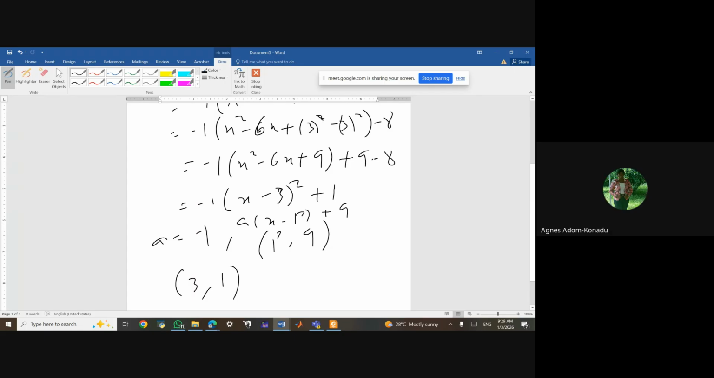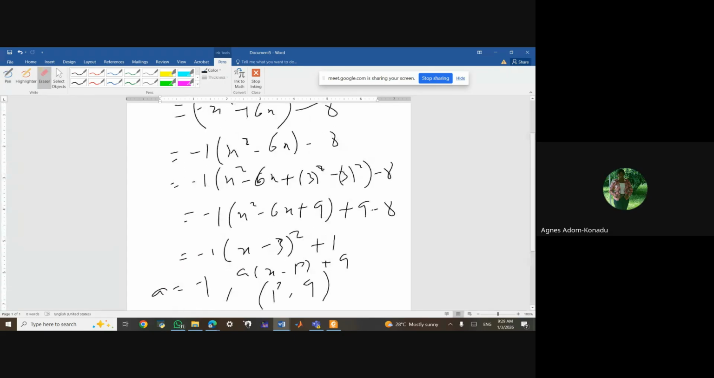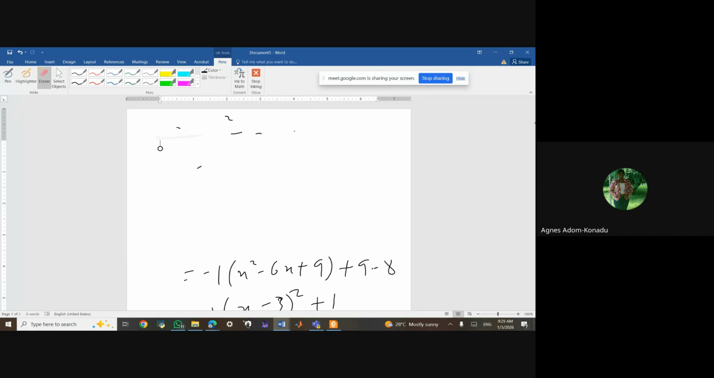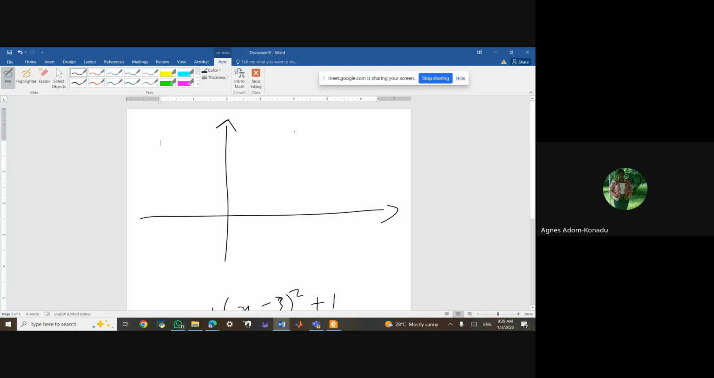Okay. So we can sketch this. Please, the p is negative 3? So the standard form is a into bracket x minus p, so it's supposed to be minus. So my p is positive 3. Okay, so when I sketch it like this, I have 3 here, and then positive 1 here. So 3, 1 is here.